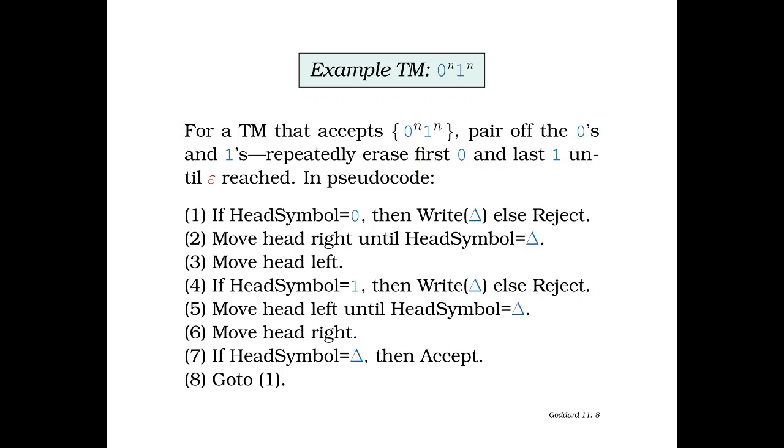In pseudocode, this would be written as: if head symbol equals 0, then write delta, else reject. Move head to the right until the head symbol equals delta. Move head to the left. If head symbol equals 1, then write delta, else reject. Move head to the left until head symbol equals delta. Move head to the right. And finally, if head symbol equals delta, then accept. And then you go back to 1.